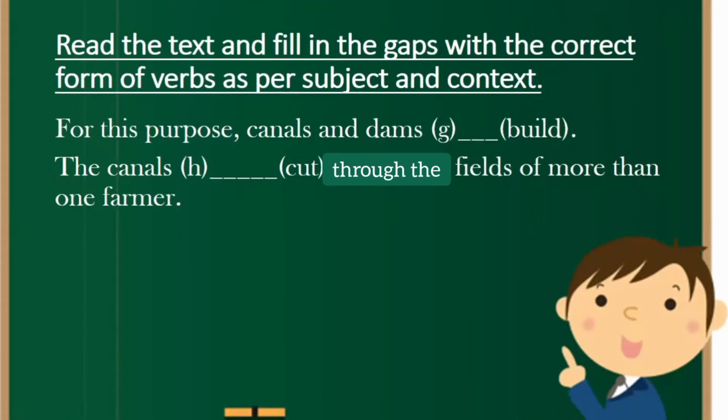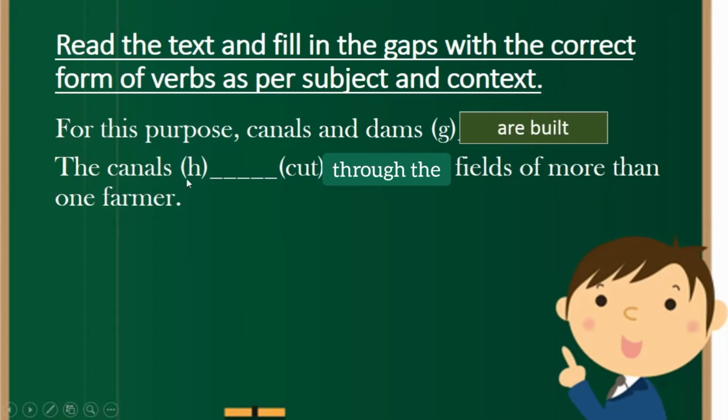For this purpose, canals and dams are built. Canals and dams is the subject over here. Built is the verb. Is it possible for the canals and dams to be built by themselves? No, it's not. That's why we again use the passive form of the verb. Canals and dams, the subject is plural. That's why we are using are, and the V3 form of build is built.